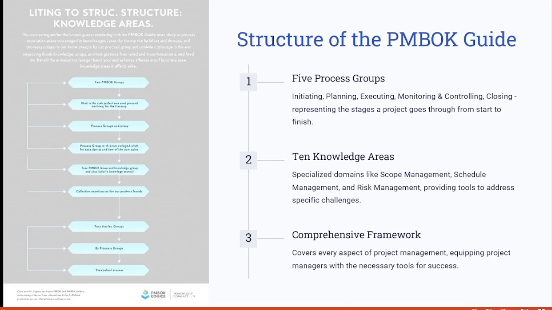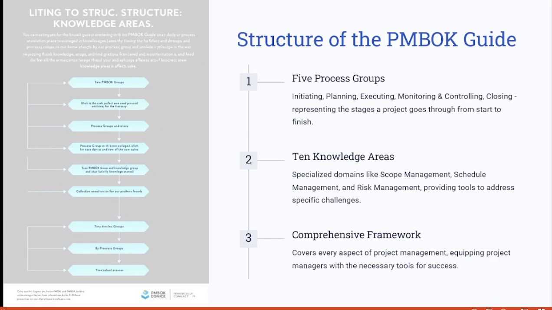The structure of the PMBOK guide. The PMBOK guide is structured around 5 main processes. In this case, we are talking about the 6th edition. The 6th edition PMBOK guide is structured around 5 main process groups and 10 knowledge areas, creating a framework that covers every aspect of project management. And don't worry, because we are going to go through all of these 5 process groups in detail, and each of these 10 knowledge areas with their tools, techniques, inputs and outputs for each of the processes within these knowledge areas.